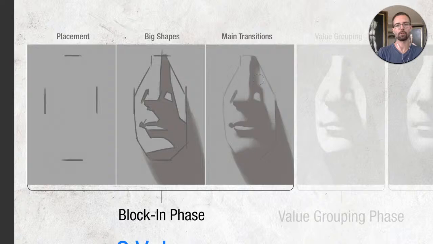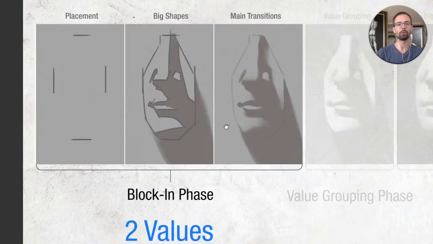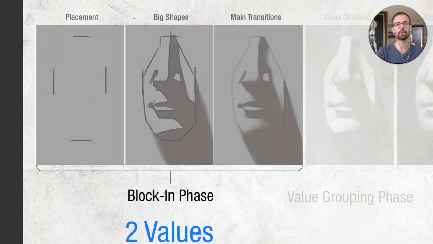Here we're using two values. There's the white of the paper, in this case it's a toned canvas, but still that's one value. And then the shadows of my subject become the second value. So two values, two tones are being used in the block-in phase.